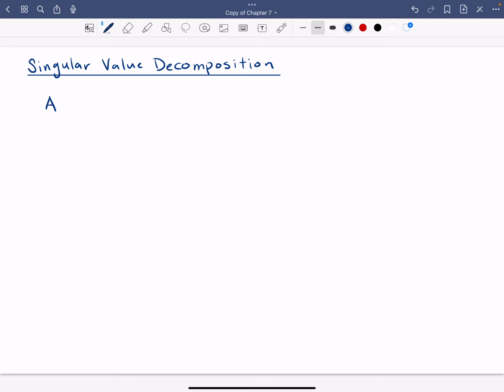So A is going to be an m by n matrix. This can be literally any matrix. It can be any shape, any size. It doesn't have to be symmetric. It doesn't have to have any nice properties at all. It can be any matrix you pick.